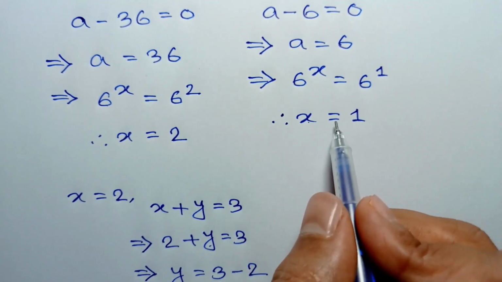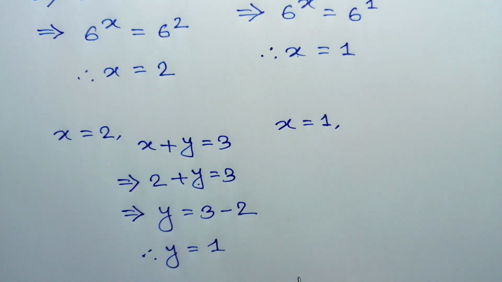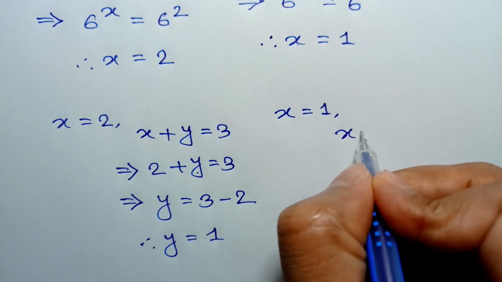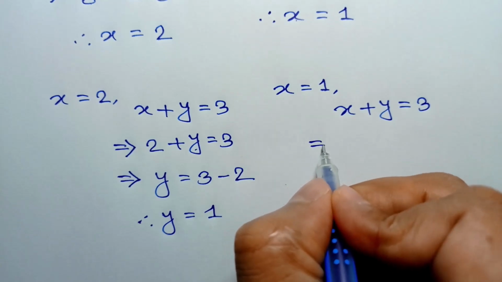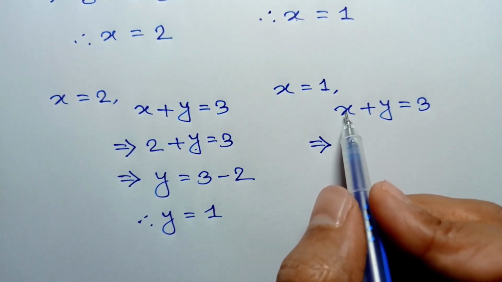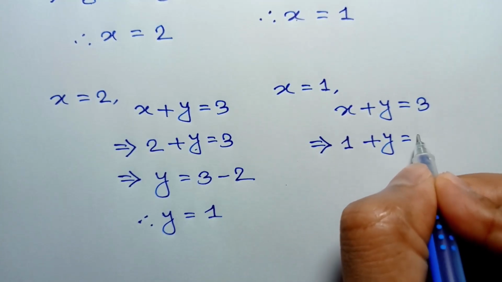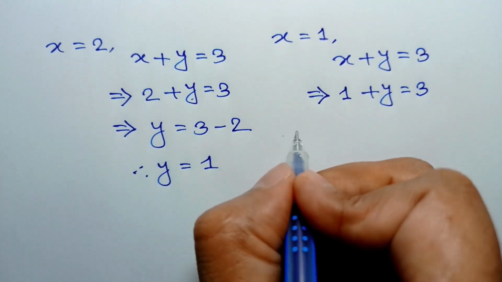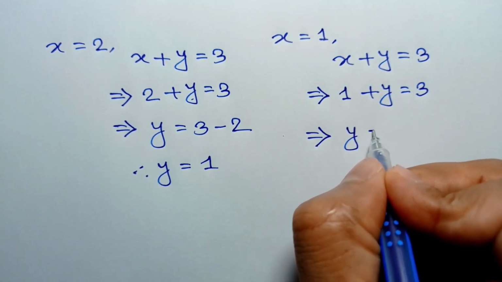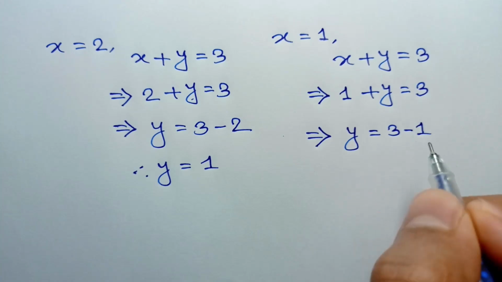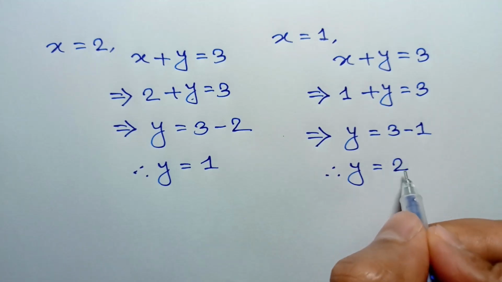Again, when x is equal to 1, then from equation 2, x plus y is equal to 3. Substituting the value of x is equal to 1 here, we can write 1 plus y is equal to 3. Taking 1 to the right side, we will have y is equal to 3 minus 1. So the value of y is equal to 2.